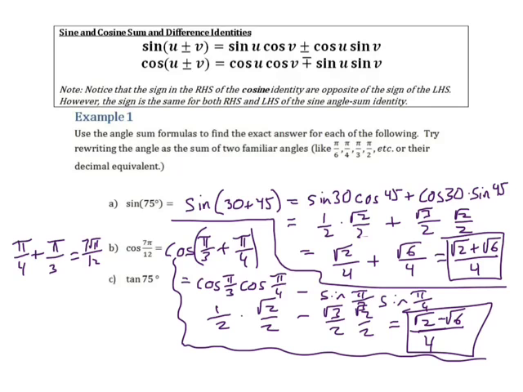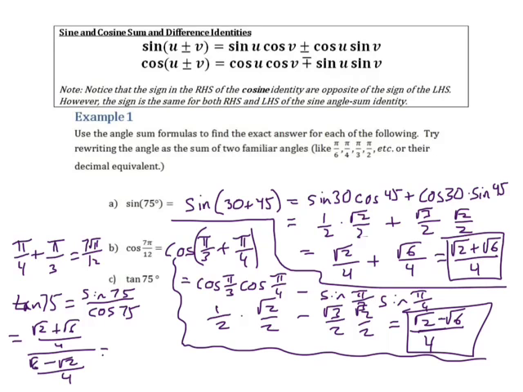Now, if we wanted the tangent of 75, we would say the tangent of 75 is equal to the sine of 75, which we know, over the cosine of 75. I'll let you work out the cosine of 75, but it ends up being this. The sine of 75 is root 2 plus root 6 over 4. The cosine is root 6 minus root 2 over 4. The 4's will cancel, and we get root 2 plus root 6 over root 6 minus root 2. And there's your answer. And that's how it's done.